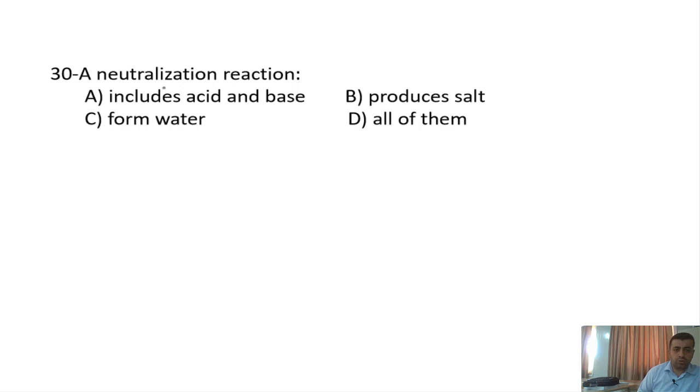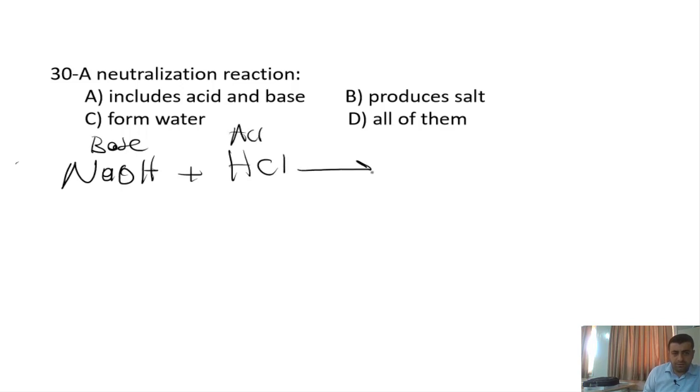Neutralization reaction includes acid and base, produces salt, forms water, and all of them. Let us write our reaction firstly. Sodium hydroxide, this one will be base, plus hydrochloric acid, this one will be acid, of course. That two substances will be water, this one water plus this one water, and salt, sodium chloride. This one is salt.